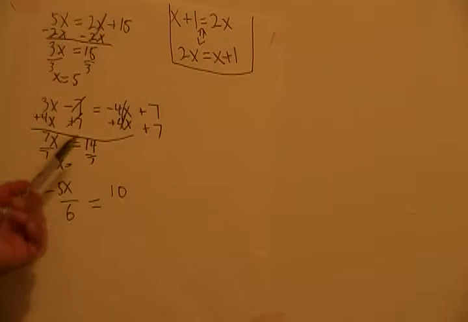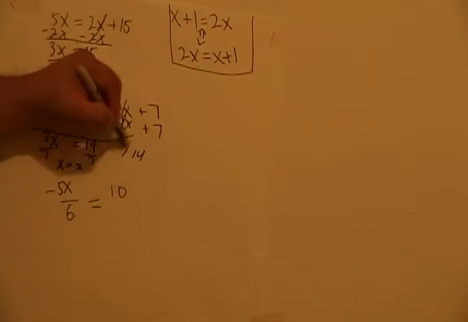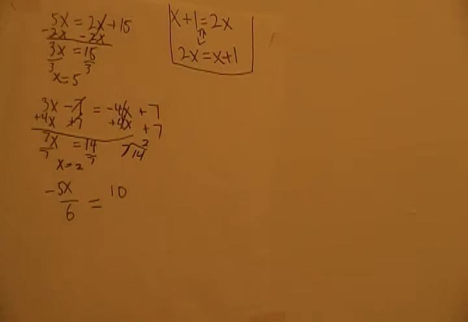So what's 14 divided by 7? What number times 7 would equal 14? Well, that would be 2, right? Because remember, 14 divided by 7 is 2. 2 times 7 is 14.